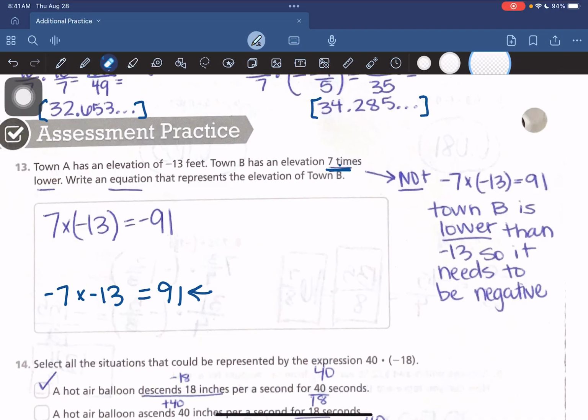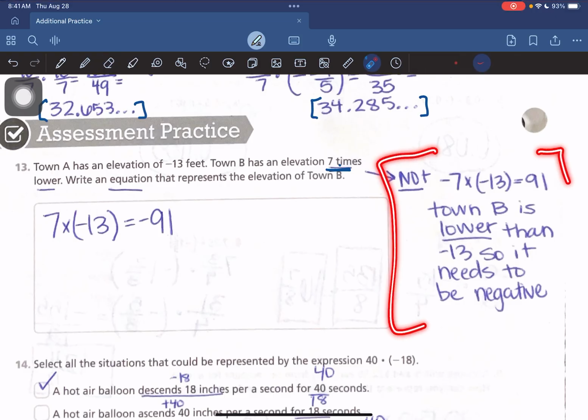Coming with a positive answer right here would automatically put town B higher than town A. So we know that we're going to leave that 7 positive because it's just referring to how many times bigger that place is. So 7 referring to just the amount lower that it is times the negative 13 represented from town A will give us negative 91. And we can see we have that note over here. It won't be negative 7 times negative 13 because town B has to be lower than negative 13. So town B's elevation at the end, this negative 91, would have to be negative.